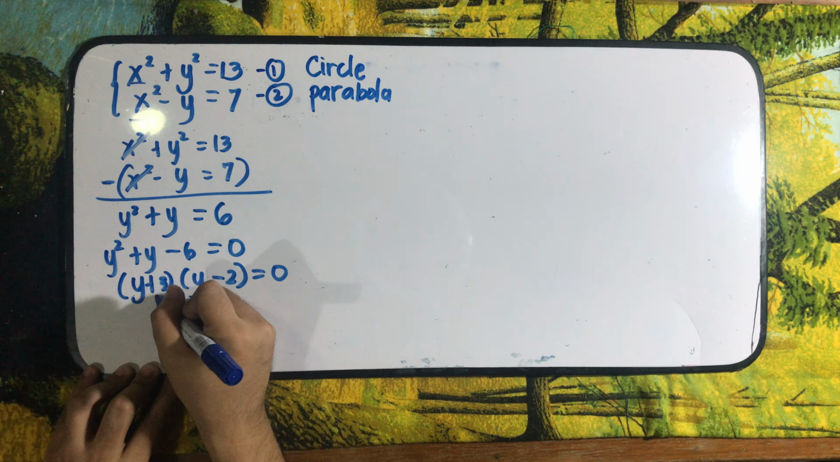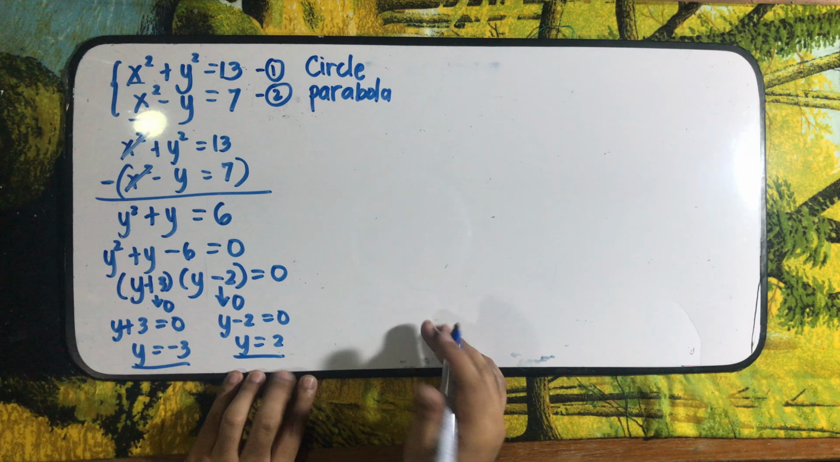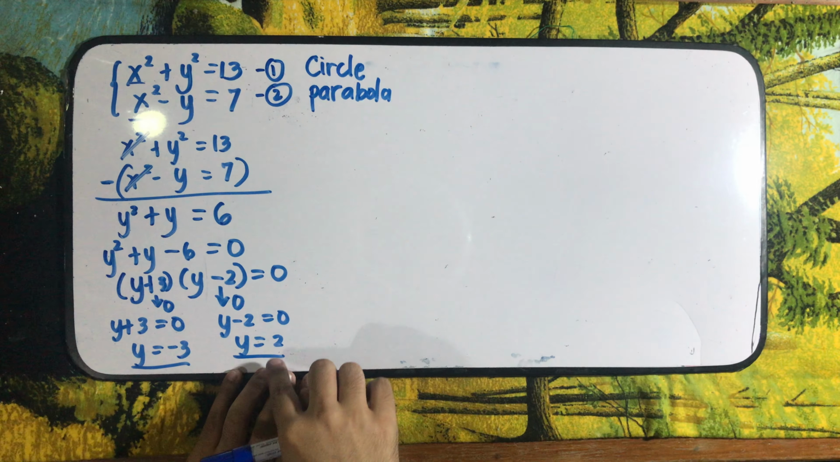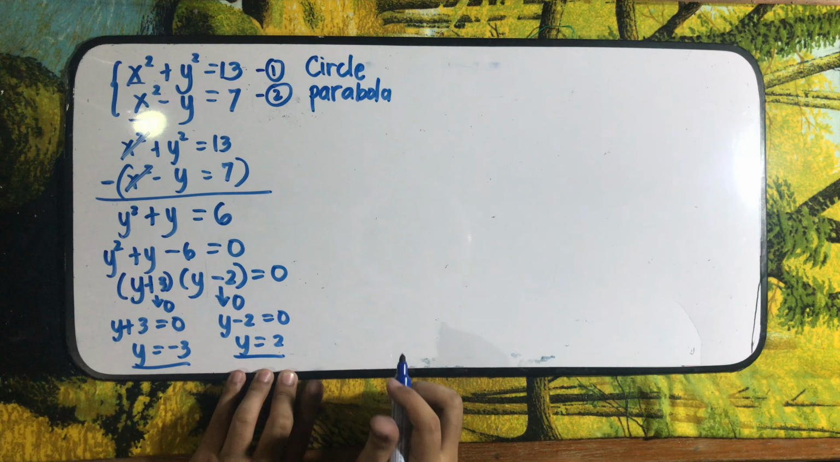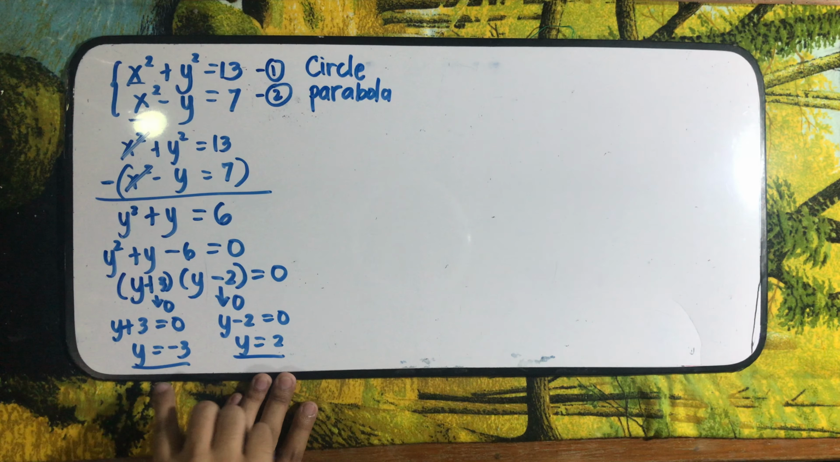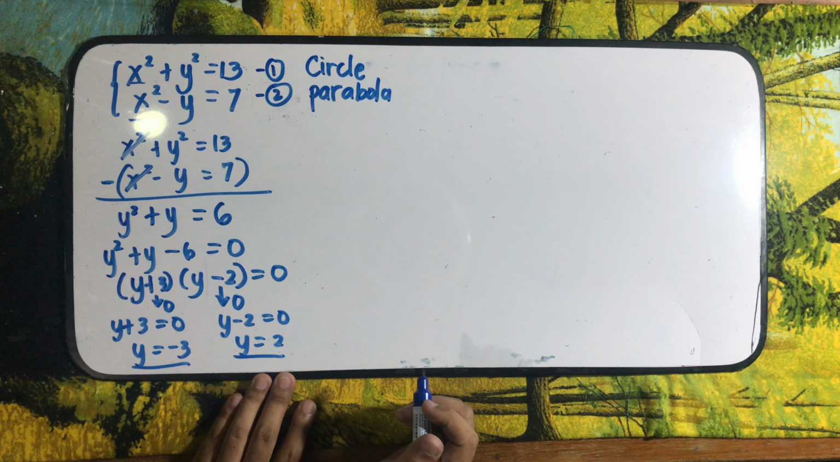Equate each factor to 0. We have y plus 3 is equal to 0, therefore y is equal to negative 3. We also have y minus 2 is equal to 0, therefore y is equal to positive 2. We now have two values of y. Therefore, we'll be able to solve for the values of x if we substitute these values of y.